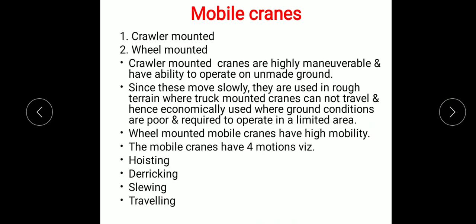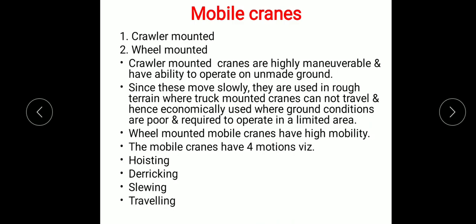So in the congested area we can use the crawler type of crane, whereas the wheel mounted mobile cranes have high mobility, and basically mobile cranes have four types of motions or four types of operations. The operations are hoisting, derricking, slewing and traveling. So the first is the hoisting, means to lift the load bodily.